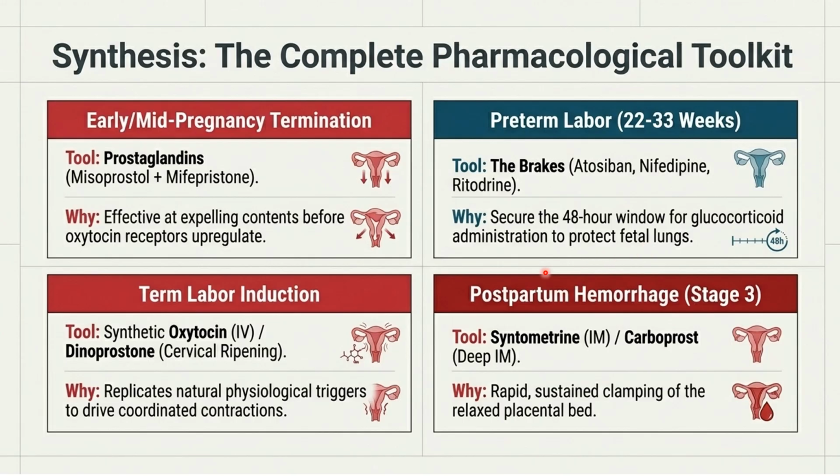For the treatment of postpartum hemorrhage, as we said, we can use syntometrine, the combination, or carboprost as a prostaglandin F2 alpha analog. It causes rapid, sustained clamping of the relaxed placental bed, as does ergometrine.